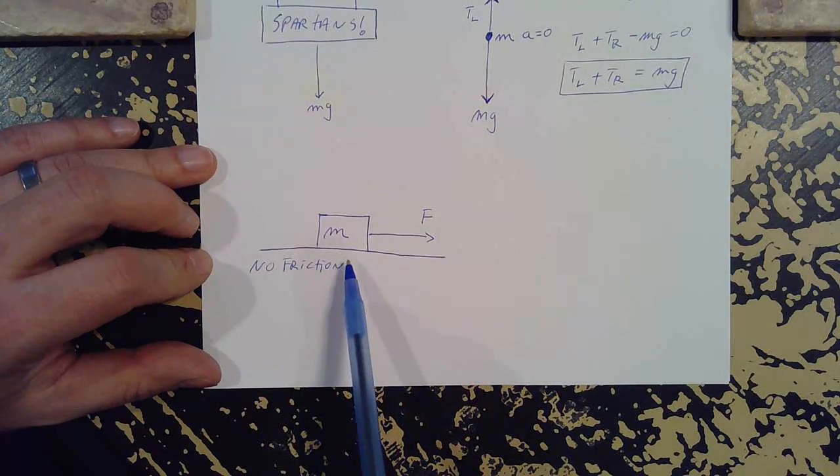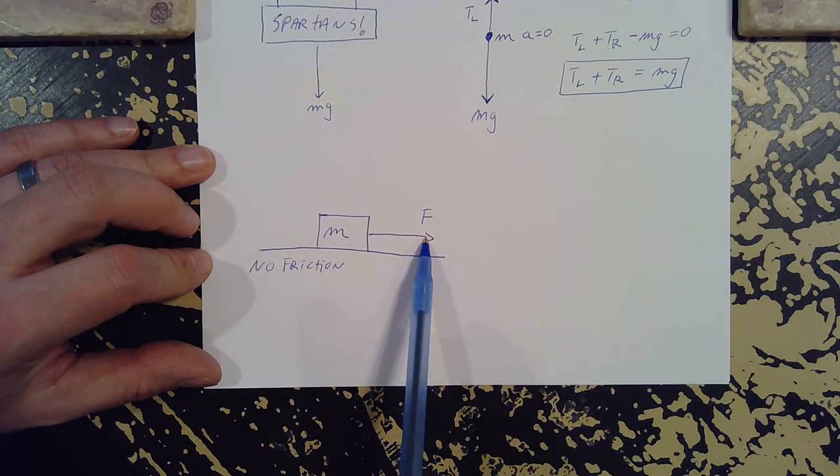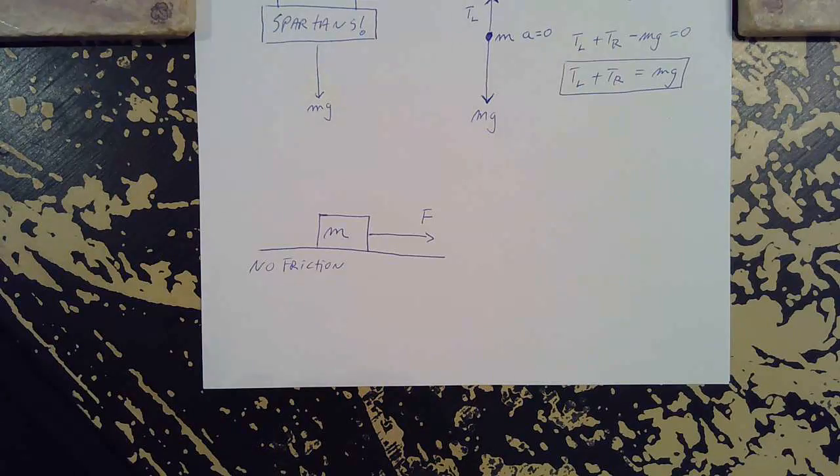Okay, here in this example, we have a block on a surface and there's a force pulling it in this direction to the right. There's no friction in this case. So take a minute, pause the video, see if you can come up with the free body diagram for this situation.